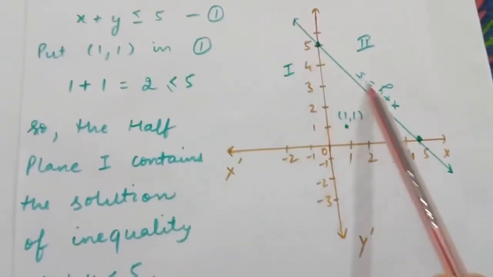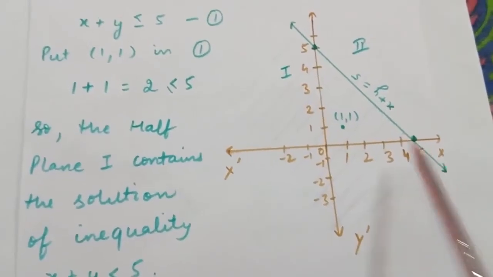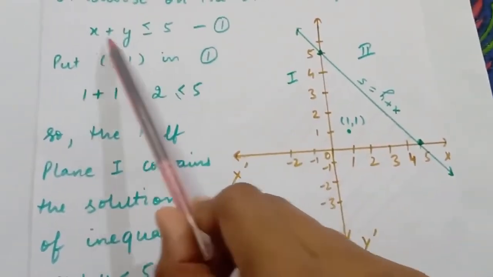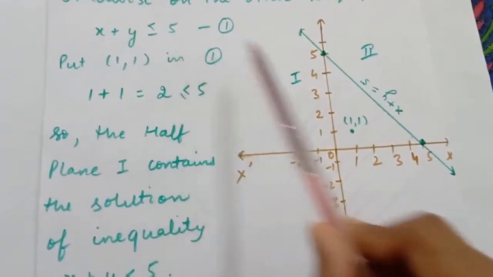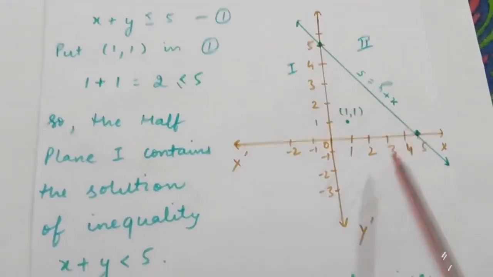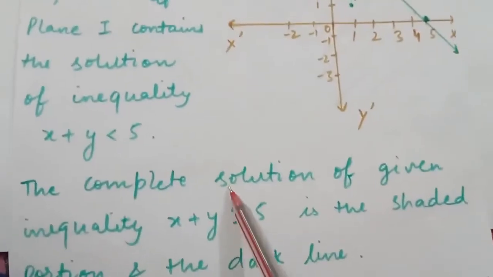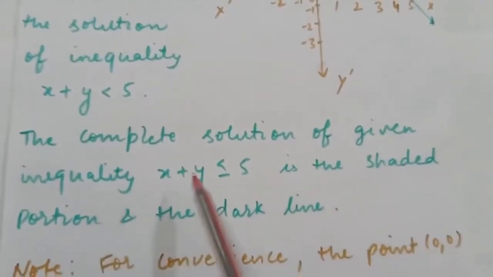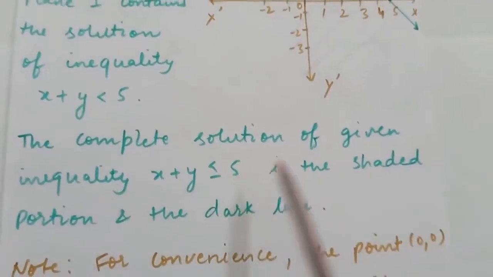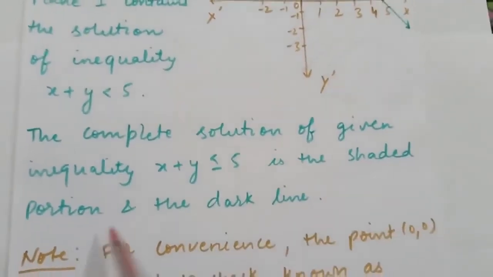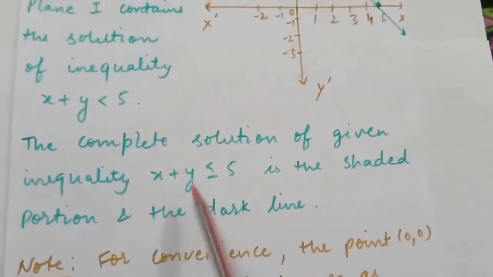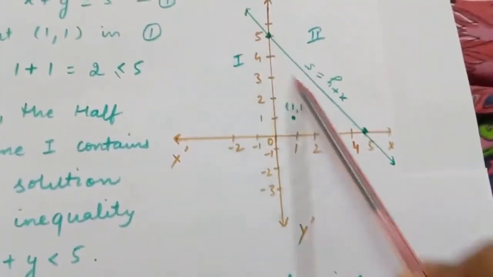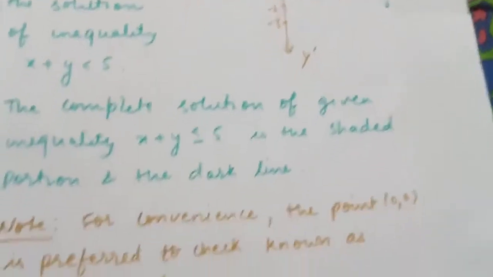Also in the question it is given x plus y is less than or equal to 5. Therefore, darken this line, because we also know that the points which satisfy the equation x plus y equal to 5 will lie on this line. So the complete solution of the given inequality x plus y less than or equal to 5 is the shaded portion and the dark line.